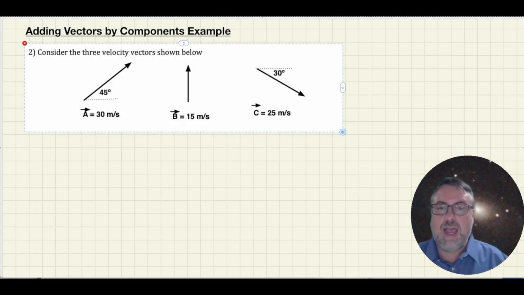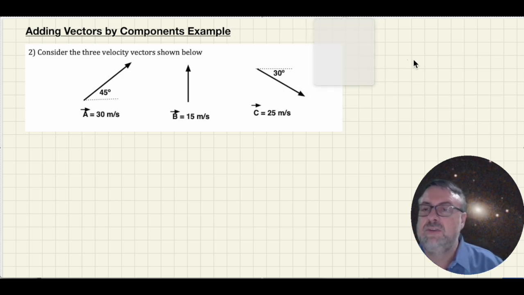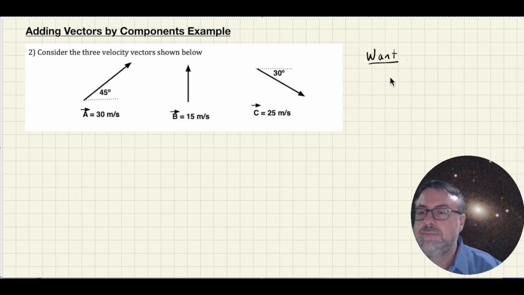Hello, everyone. I want to go through an example of adding vectors by components. So here we have three vectors, A, B, and C. These are all velocity vectors. And I would like to find out what the result is. So what we want to find is vector R, that is the result of adding vectors A plus B plus C.